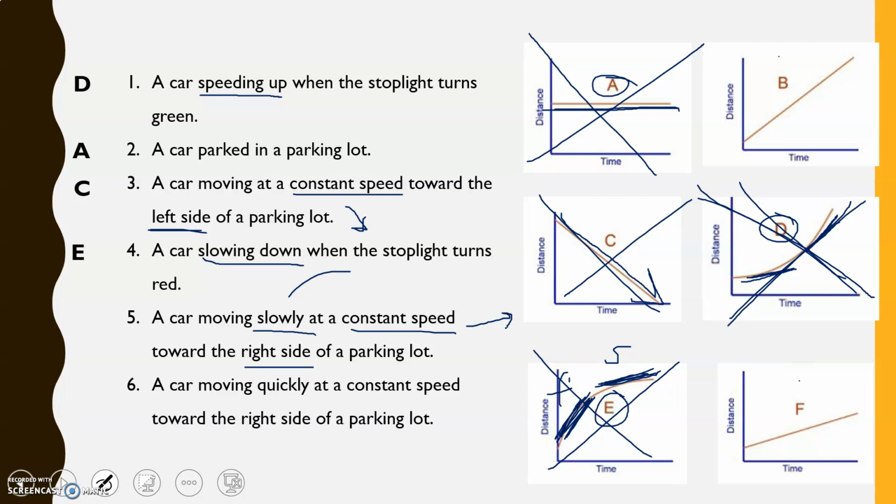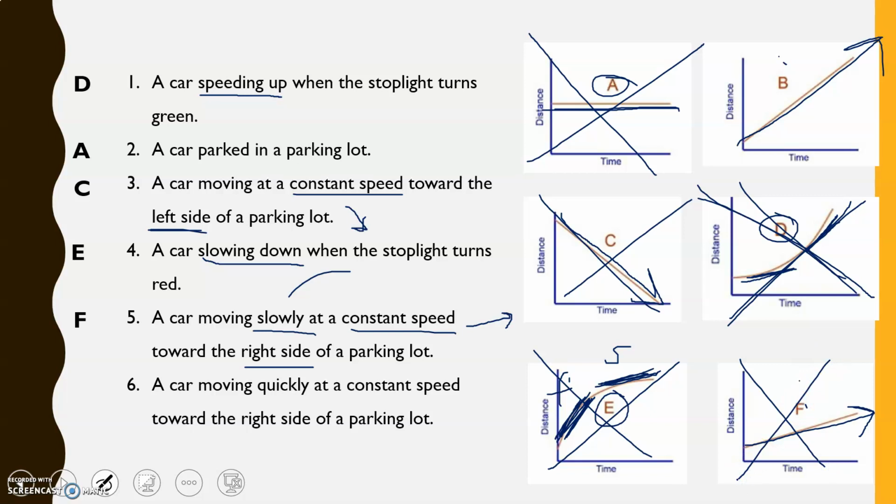Okay, right. Yeah, we only have 2 graphs, B and F. B has a slightly steeper slope than F. F is a much shallower slope. They both have a constant motion and they're both moving to the right, but F is the one that's moving slower. So number 5 is F.